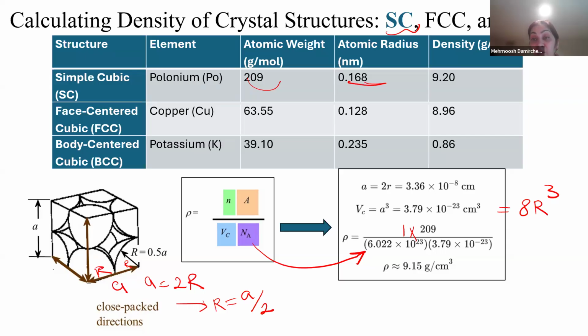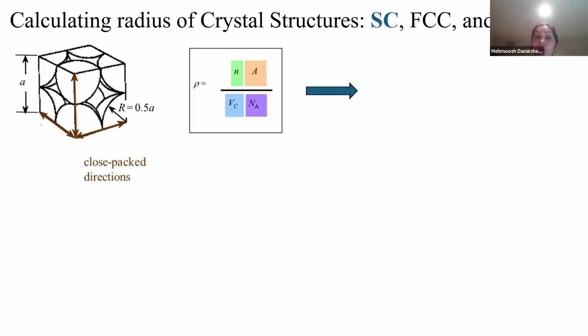Why? Because it is in nanometers. Nanometers means 10 to minus 9 meter or 10 to minus 7 centimeter. Okay. Substitute here and you find the density as 9.15 gram per centimeter cube. If you compare to the density that we have in the table, 9.20, they are so close to each other. In the next slide, we want to talk about how to find the radius by knowing the density.